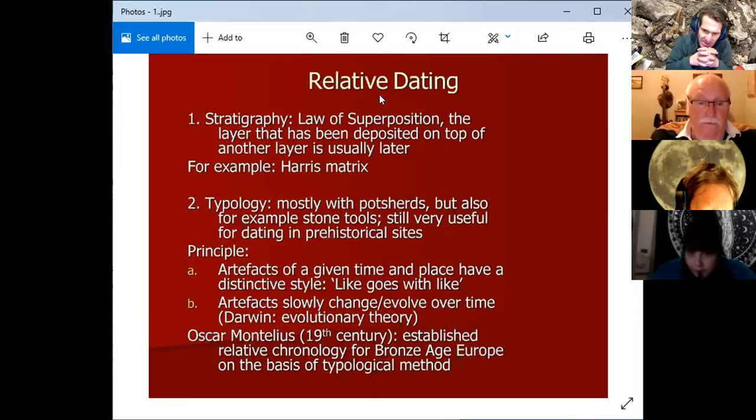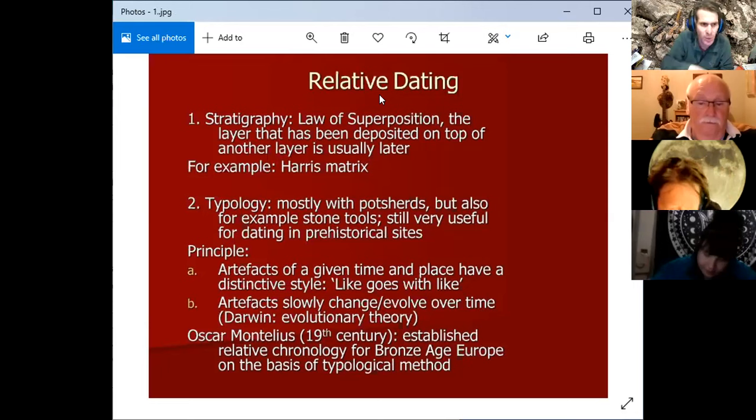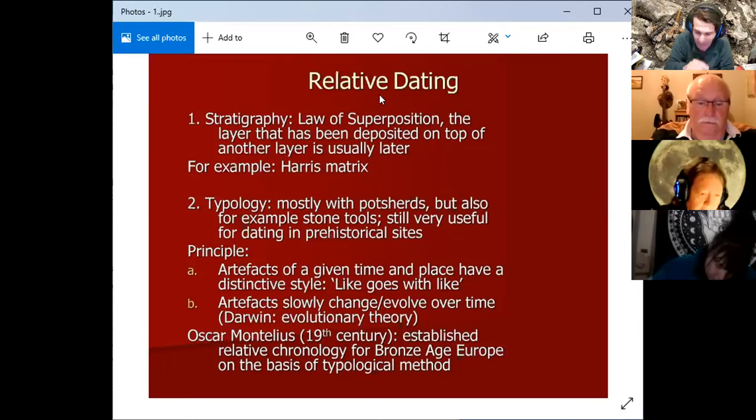It mentions here the principle of relative dating. Here we go quickly, because I'm meant to do absolute dating. The artifacts of a given time and place have a distinctive style, so like goes with like. The next bit of that is that you get a simple bit of pottery and then it gets more complicated. So with pottery, for example, it starts without really a rim, then the rim starts to develop, and then you've got a handle, and that's relative dating. The more complicated an object is, in theory, the newer it is in time, right? That's it in theory.